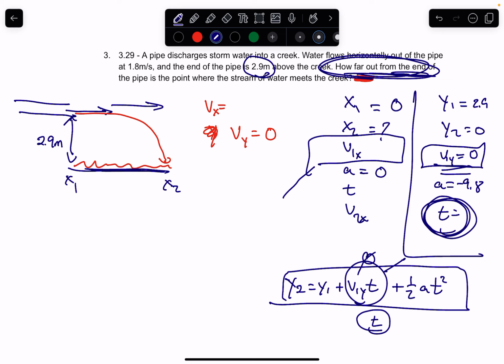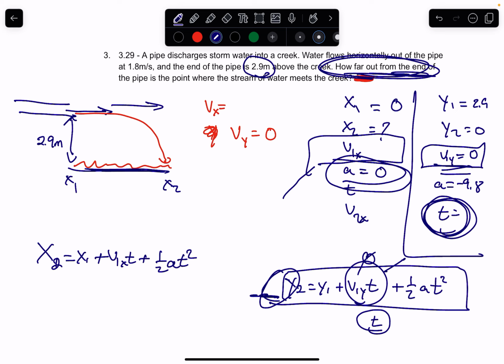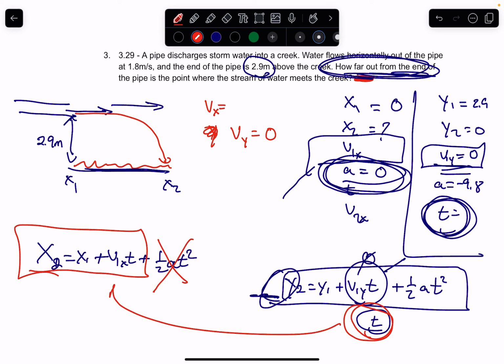So you'll plug this into this same kind of equation, except x2 equals x1 plus v1x t plus 1/2 at squared. But remember, what's the acceleration? The acceleration is 0, so it's just this equation here. So once you know the time from here, you can plug it in here and find the answer.